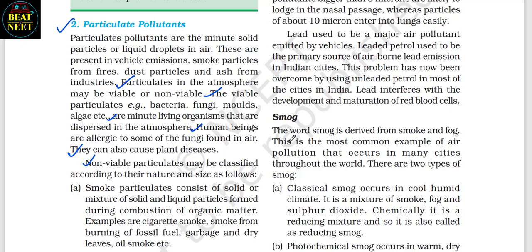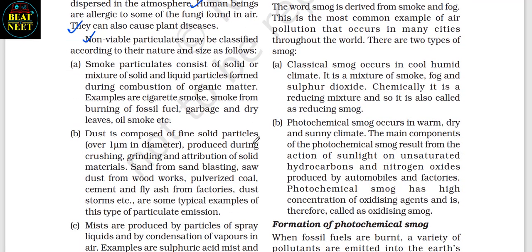Non-viable particulates may be classified according to their nature and size as follows. A. Smoke particulates consist of solid or a mixture of solid and liquid particles formed during combustion of organic matter. Examples are cigarette smoke, smoke from burning of fossil fuel, garbage and dry leaves, oil smoke, etc.